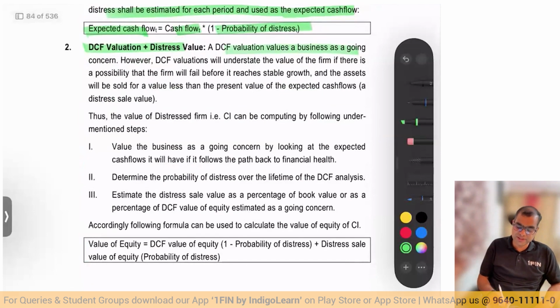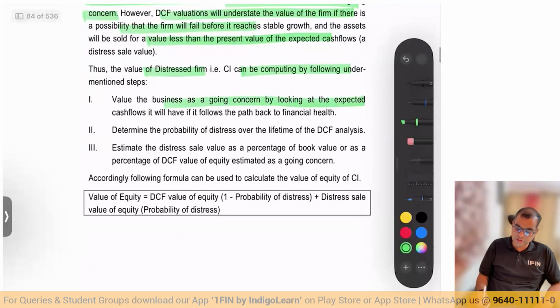A DCF valuation values a business as a going concern. However, DCF valuation will understate the value if there is a possibility it will fail before it reaches the growth stage, and assets will be sold for a value less than the present value of cash flows. Thus, the value of a distressed firm can be computed by the following steps. Value the business as a going concern by looking at the healthy cash flow. It follows the normal path. So do a normal DCF.